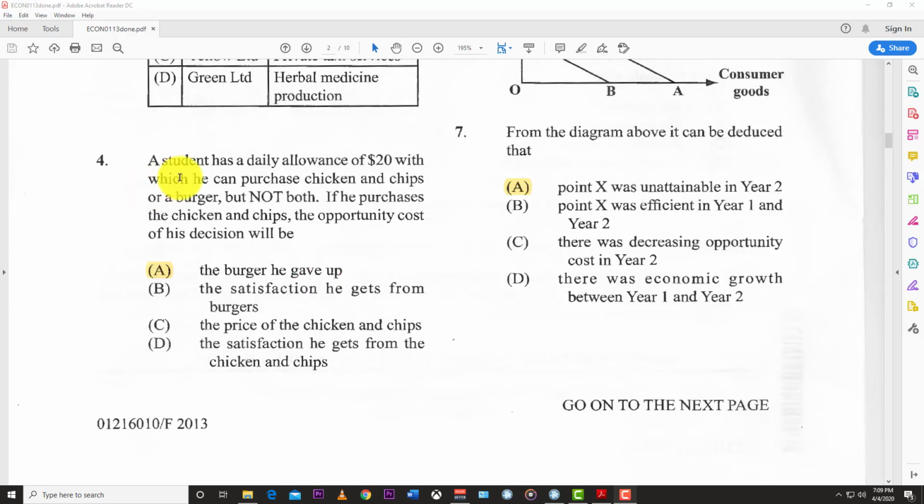Number 4, a student has a daily allowance of $20 with which he can purchase chicken and chips or burger, but not both. If he purchases the chicken and chips, the opportunity cost of his decision will be, and the answer here is A, the burger he gave up. Remember, opportunity cost is about the thing that you gave up, the foregone satisfaction of what you gave up. All right, so that's A.